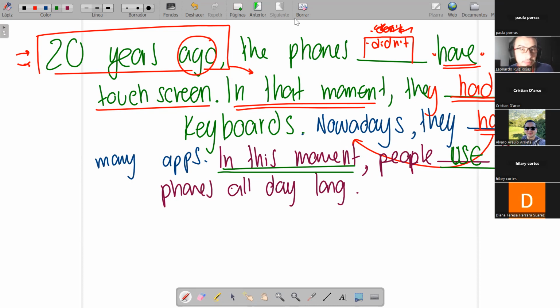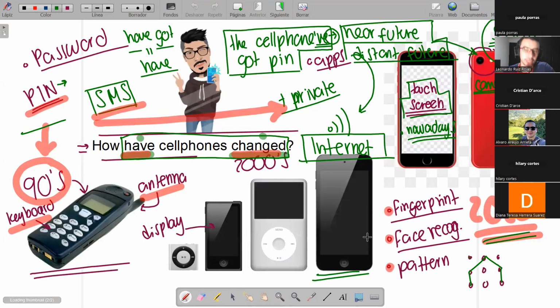¿Listo? Entonces, in this case we said, bueno, ya nos ponemos un poco más in the idea of using the time expressions, and we said, as Christian said, in the past, the cell phones didn't have touchscreen, they had keyboard. Nowadays, or in this moment, or in the present, the cell phones have fingerprint, face recognition, and pattern.